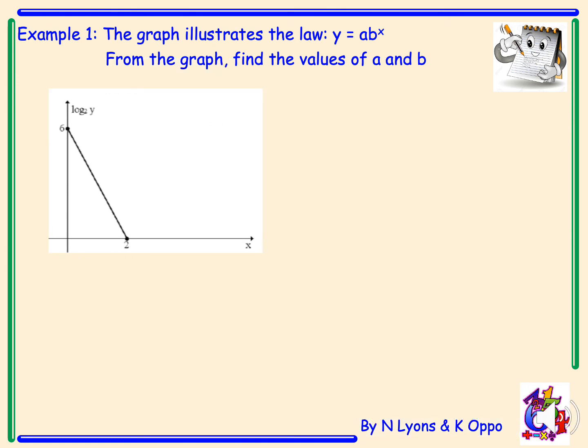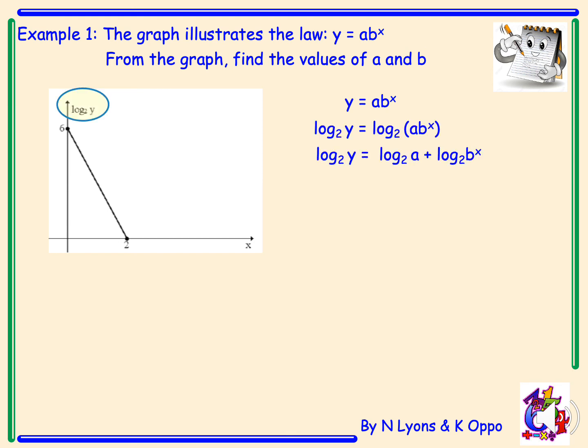Right, so example 1, here we've got the graph illustrating the law y equals ab to the power of x. So we can see from our graph that our y-axis is log to the base 2. So we'll take log to the base 2 of either side, and using our rules of logs, we can then rearrange and get log y to the base 2 is equal to x log b to the base 2 plus log a to the base 2. And we can see that this looks a little bit like y equals mx plus c.